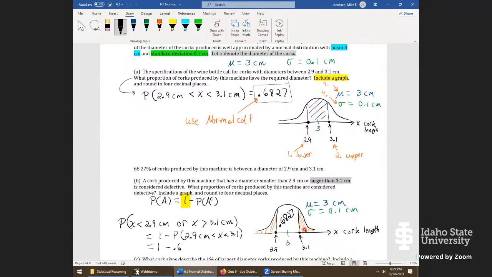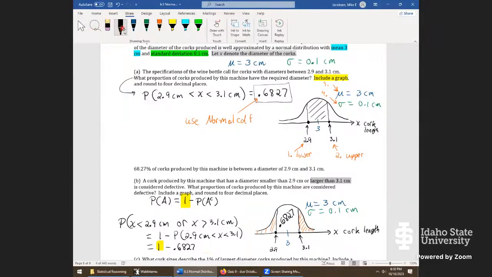So it's 1 minus 0.6827. Here's the 1 minus in the complement rule this time. And if that's all you put, 1 minus 0.6827 and calculate a value, that would have been just fine as well. These extra steps are just showing the process and how it connects to that old formula. Probability of A is 1 minus probability of A complement.